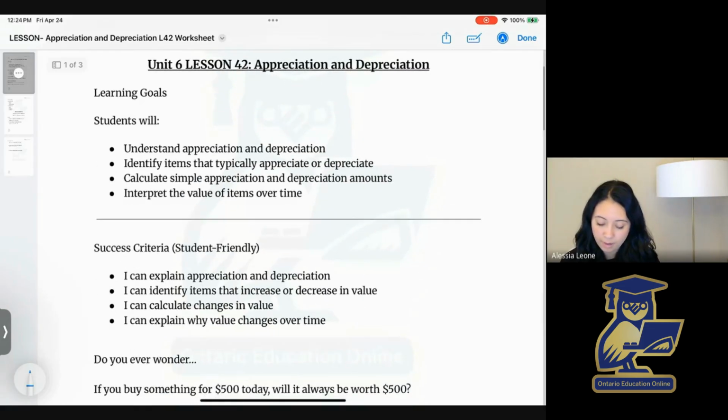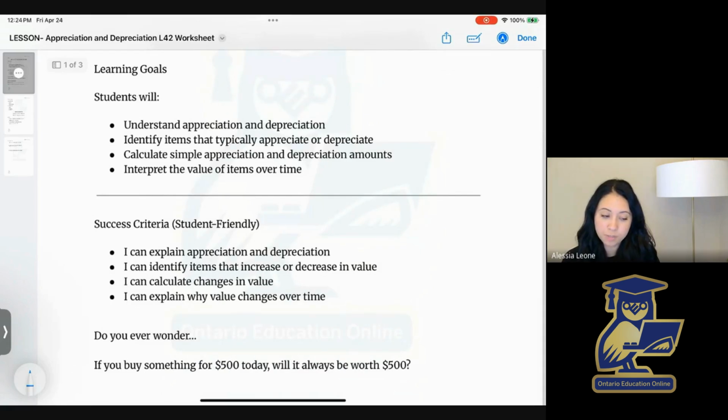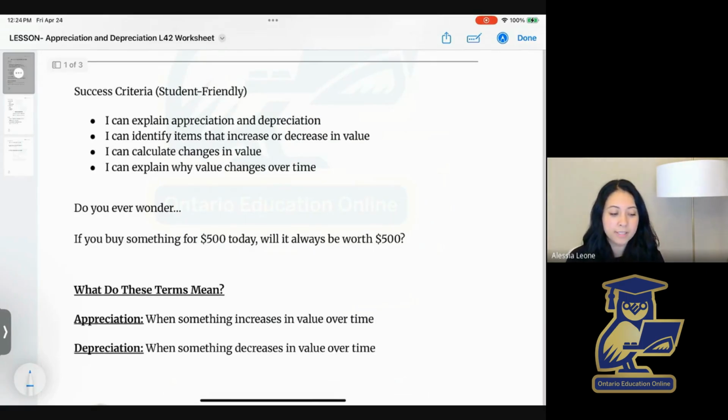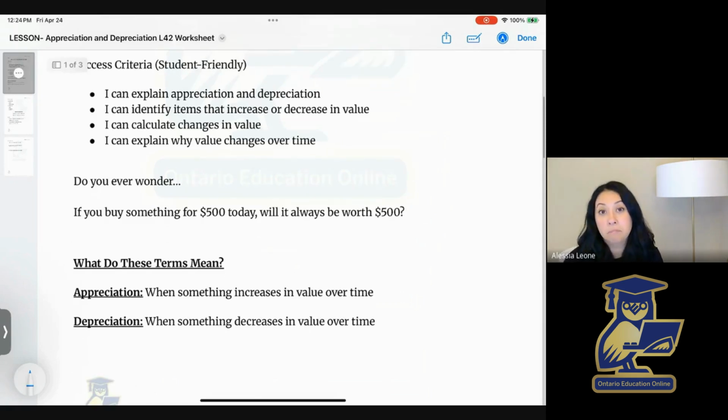So, we're going to be looking at understanding appreciation and depreciation. We're going to be calculating some amounts about simple appreciation and depreciation. You're going to explain what it is, calculate changes, and maybe explain why a value might change over time. So, do you ever wonder if you buy something for $500 today, will it always be worth $500 forever? We'll see.